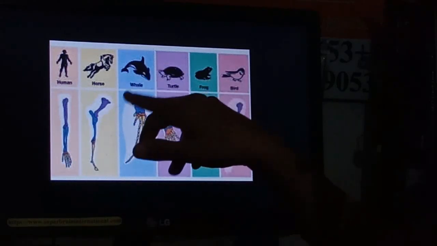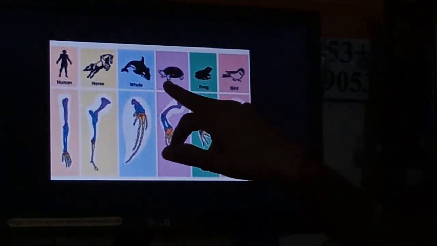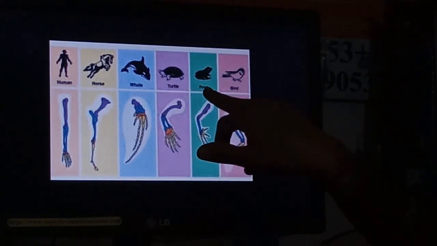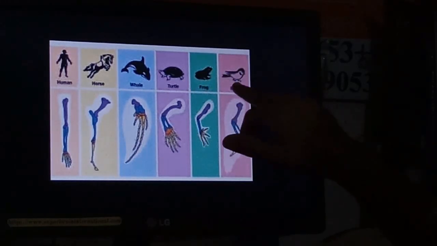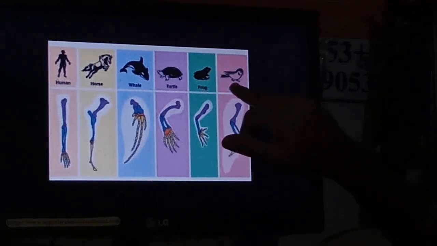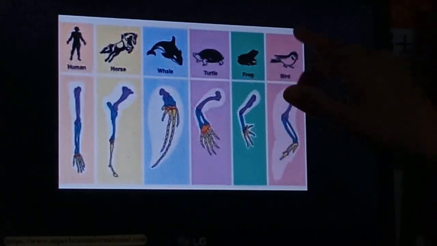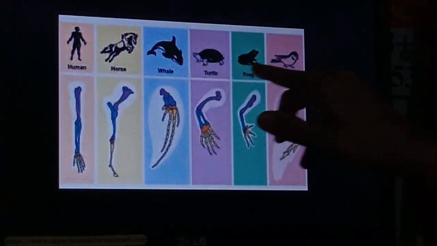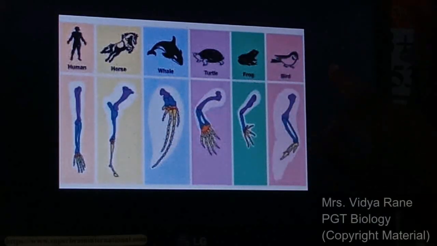Whale is there, it uses its fins for swimming. Then a turtle is there, it is creeping on the ground, so it uses its forelimbs for walking. Then frog is there, it uses its forelimbs for jumping. Then bird is there, it has wings, which are modified forelimbs, for flying. So every organism's forelimbs are modified for doing different functions. Means if we see, the functions are different here. Every organism's forelimbs are doing a different function.